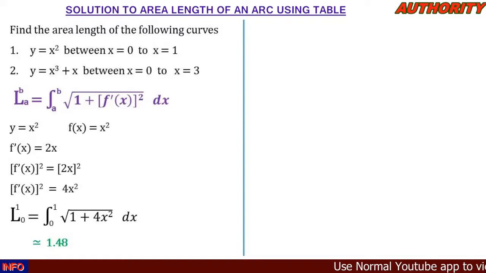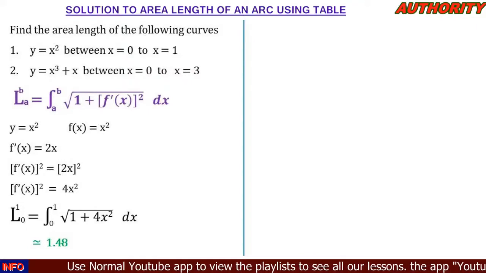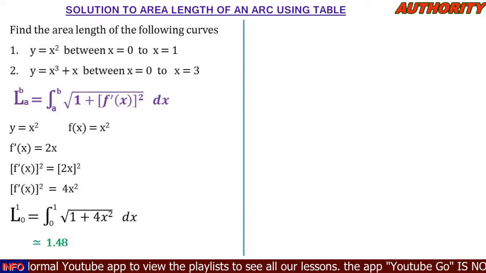Now, we are going to use table to solve this and see whether we're going to get the same thing that calculator gives us. Okay, but before we do that, let's take number 2.